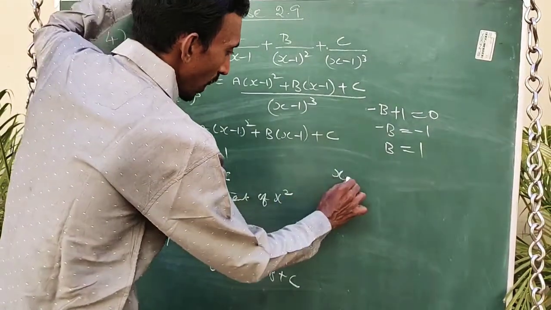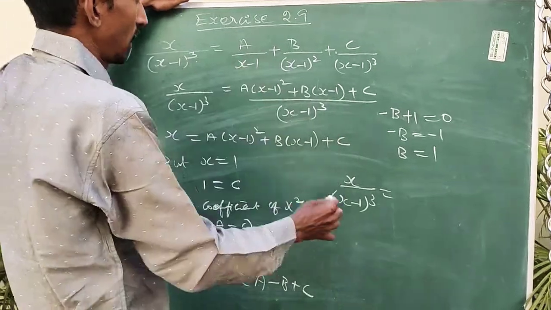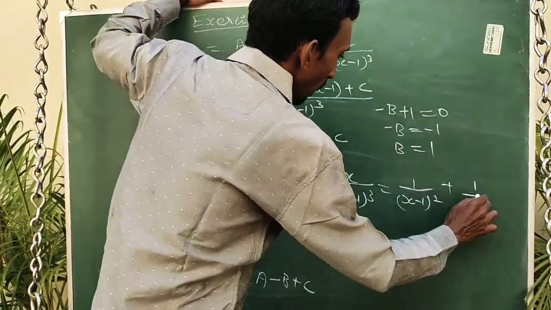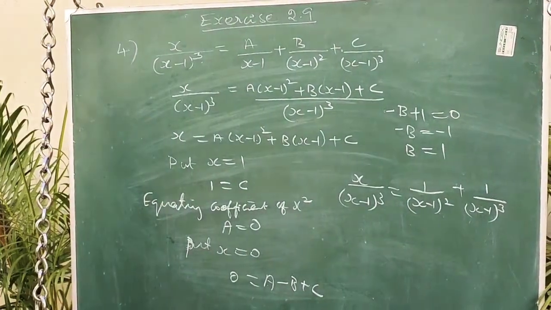So again replace the constants a, b, c in the above. So we are getting x minus 1 the whole cube equal to 0 by anything, 1 by x minus 1 the whole square plus 1 by x minus 1 the whole cube. This is the required answer.